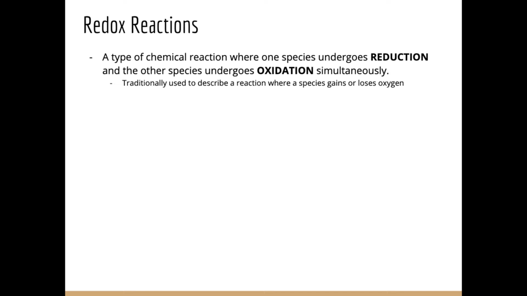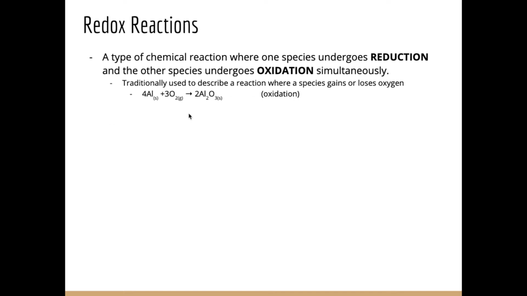In fact, oxidation and reduction can be used in a few different situations to explain a few different types of reactions that we're going to look at in just a second. But if something's being oxidized, it is gaining oxygen. If it's being reduced, the oxygen is being removed from it, so it's losing oxygen. So that's where the name oxidation and reduction comes from.